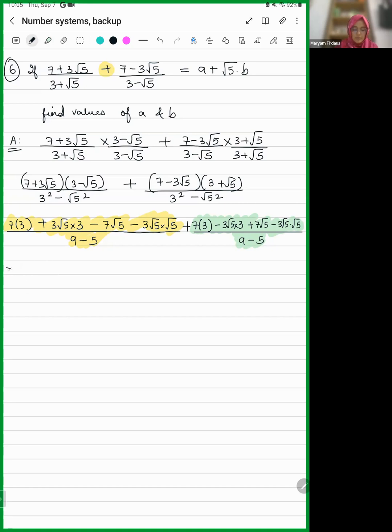So this is 7 into 3, that is 21. Then 21 plus 9 root 5 minus 7 root 5, then minus 15, because it's 3 into 5, 15. Now I am just taking the denominator as common, because both of them are 9 minus 5, which is basically 4. Then again 21 minus 9 root 5 plus 7 root 5 minus 15.